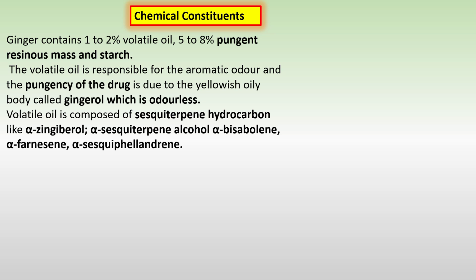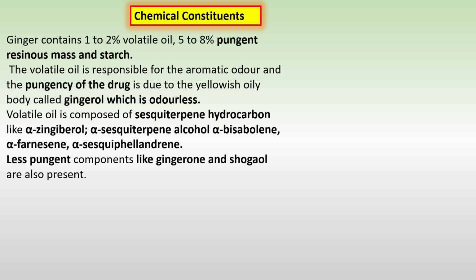Volatile oil is composed of sesquiterpene hydrocarbons like alpha zingiberene, alpha sesquiterpene alcohol, alpha bisabolene, alpha farnesene, alpha sesquiphellandrene, phellandrene. These are all the components of the volatile oil which is obtained from ginger. Less pungent components like gingerol and shogaol are also present.